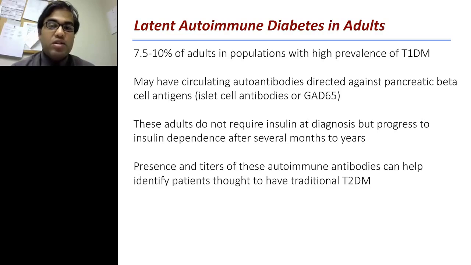But surprisingly, there is a portion of adults who also have these circulating antibodies. And they're adults, they're not children. They don't require insulin at diagnosis, but they progress to insulin dependence or need after several months to years. And perhaps in these patients, the presence and titers of those antibodies could assist us and help us identify patients thought to have traditional type 2 diabetes. So going back to our case, that might be something that we might consider in this patient. And again, that is assessing their antibody levels.